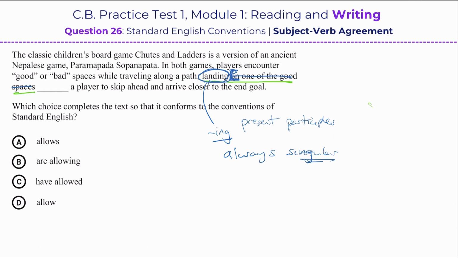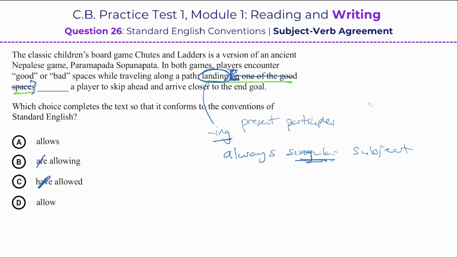It's going to end before the verb here. Because landing is always a singular subject, we know that we need a singular verb. This is why we can cross out answer choices B, are, and C, just have, which is plural, and then D, allow, because B, C, and D are all plural verbs.